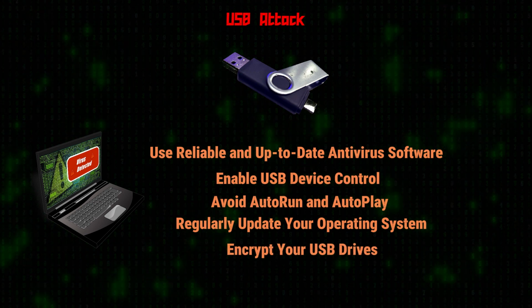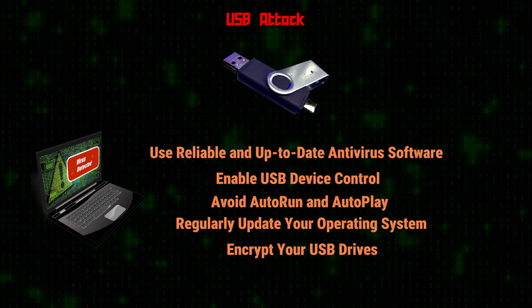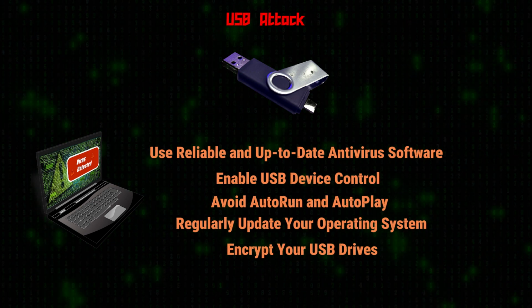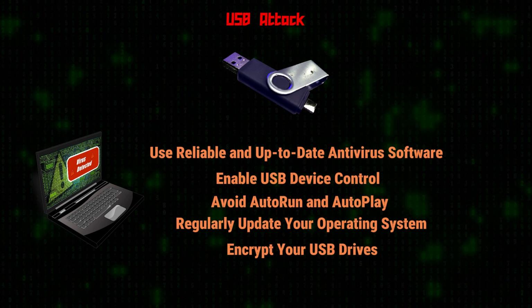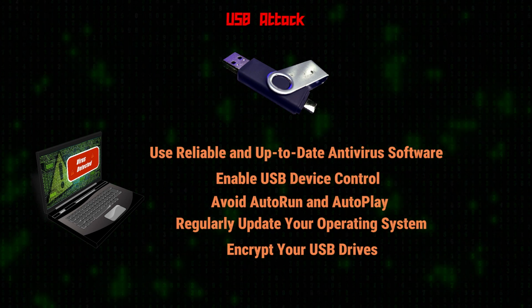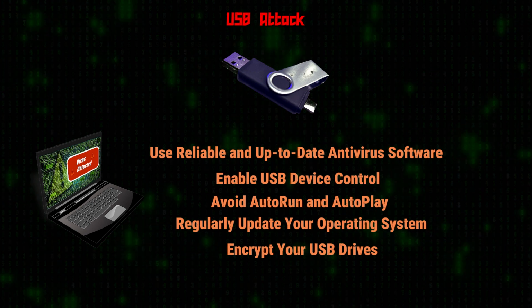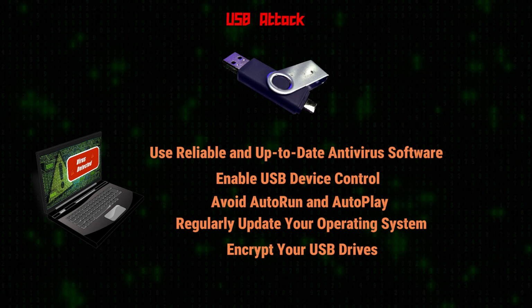Number 6. Encrypt your USB drives. Encrypting the data on your USB drives adds an extra layer of protection against unauthorized access. If a cyber attacker manages to physically acquire your USB device, encrypted data will remain inaccessible without the encryption key. Many modern operating systems offer built-in encryption tools, or third-party encryption software can be used.